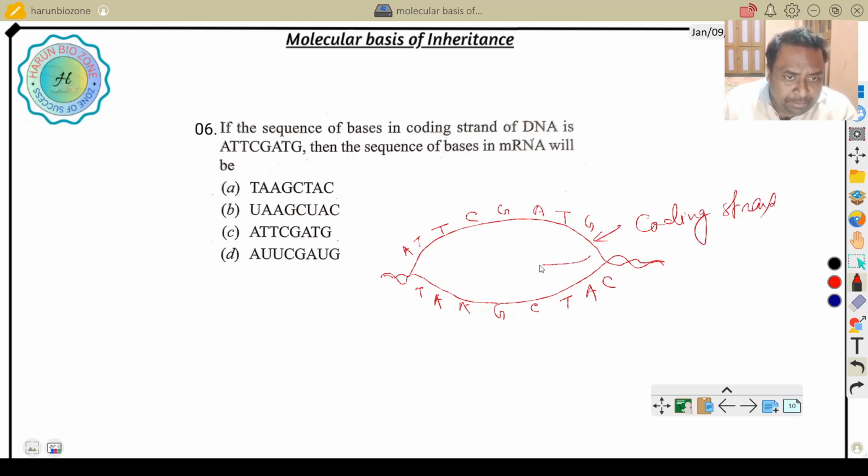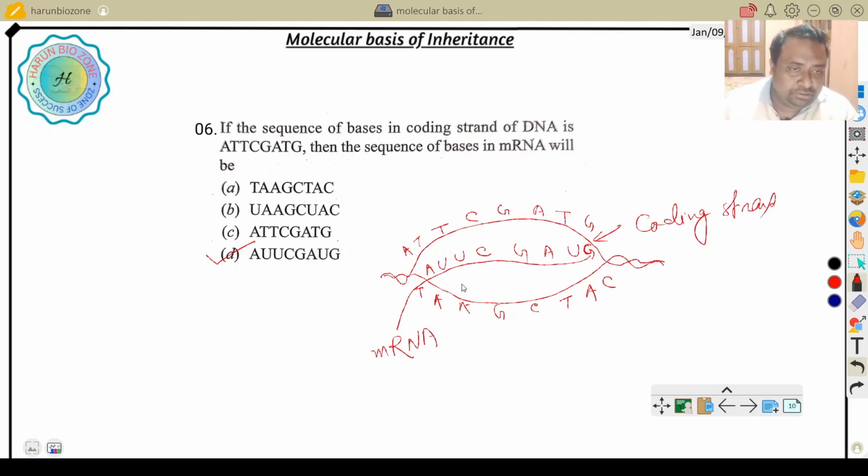So if the mRNA is synthesized, then what happens? Opposite of T is A, opposite of A is U, G opposite C, and so on: A, U, C, G, A, U, G. So here the right option is D. The mRNA sequence is just a duplicate copy of the coding strand. In this way, the information or code present in DNA is transferred from DNA to mRNA.